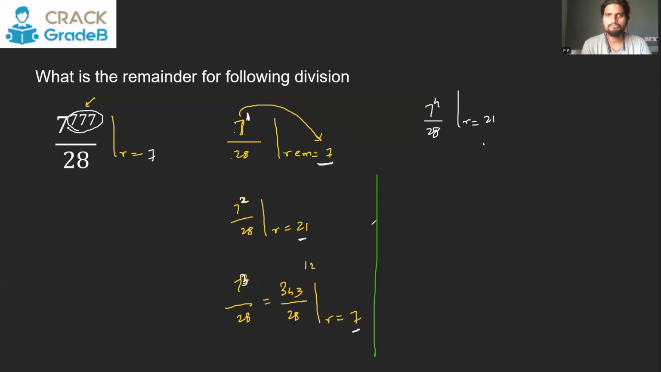Of course, we can confirm it by another method as well. We just saw the cancellation rule. So I can just say 7 raised to power 777 means 7 raised to power 776 into 7 separately, divided by 28.